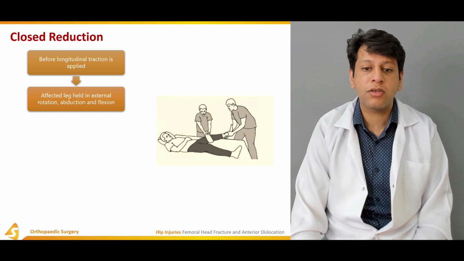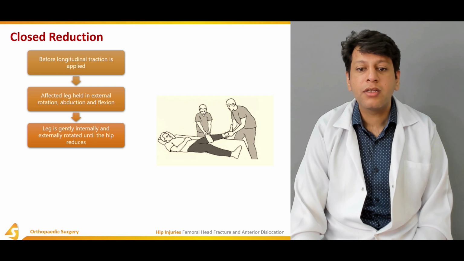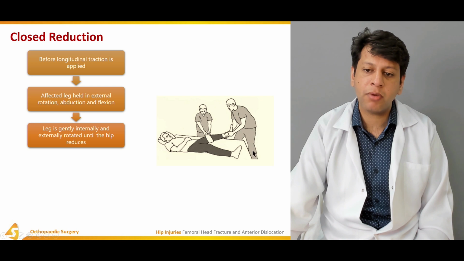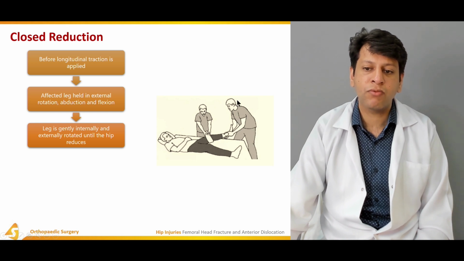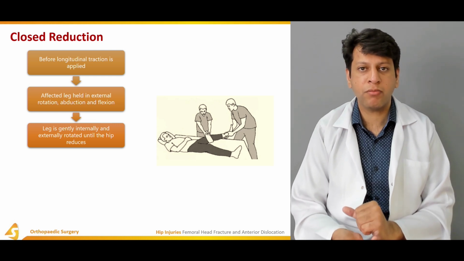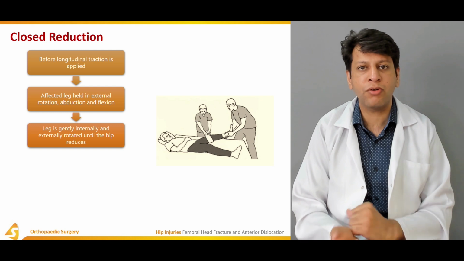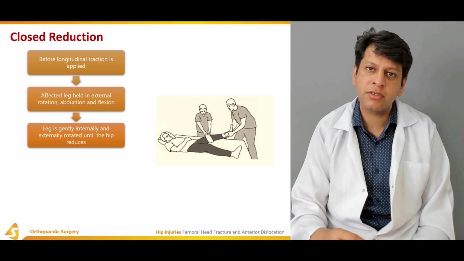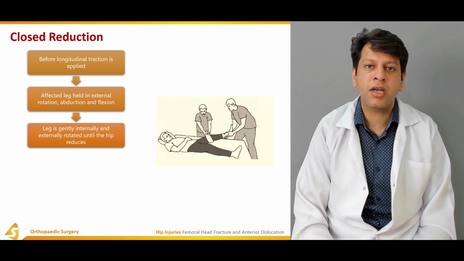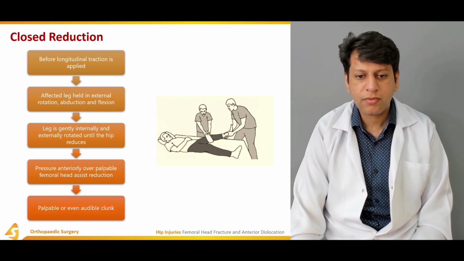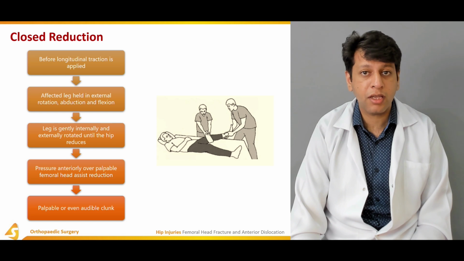The leg is held in external rotation, abduction and flexion. The leg is gently internally and externally rotated. Now, why is this done? Once the traction has been applied by both people, the one doing the reduction will take hold of the foot or the ankle of the patient, and first internally rotate and then externally rotate like this. The head may be buttonholed into the muscles, so by internally and externally rotating, it comes out of that and reduces with a large clunk. A palpable or even audible clunk can be heard or felt.